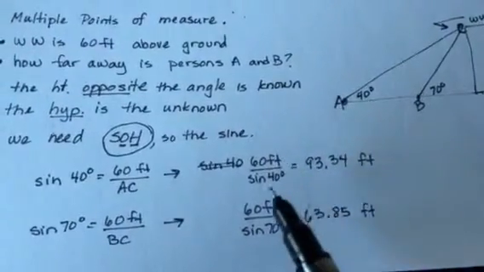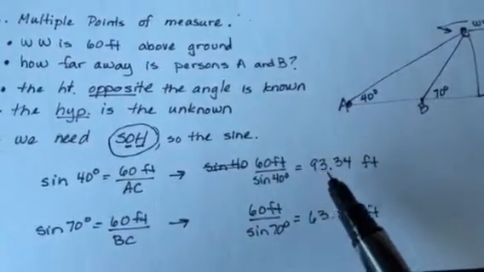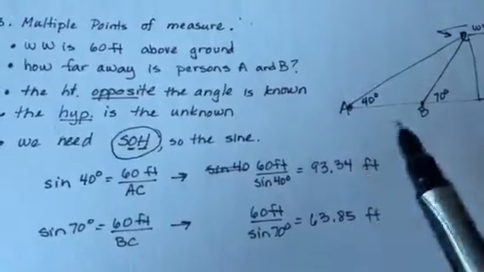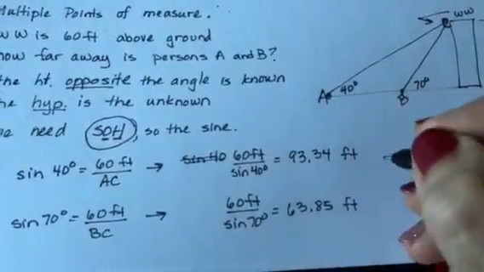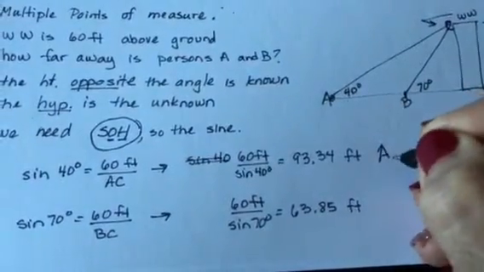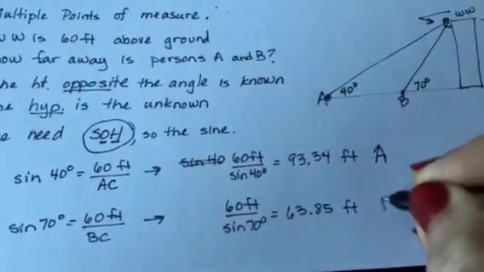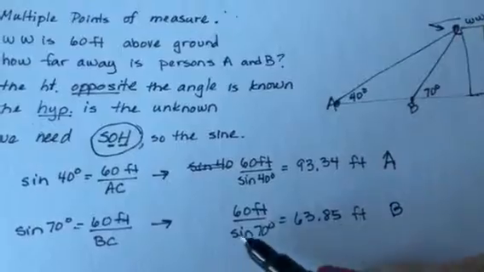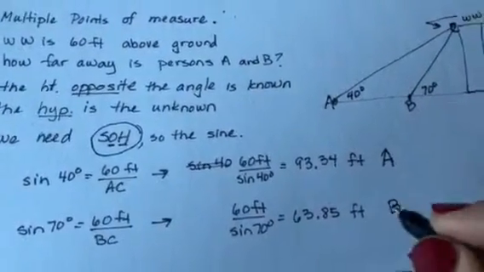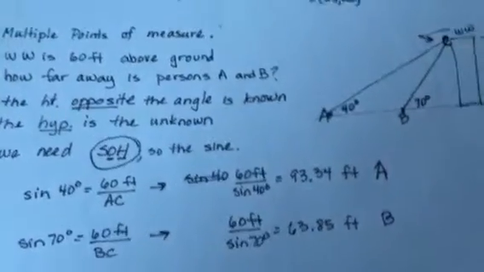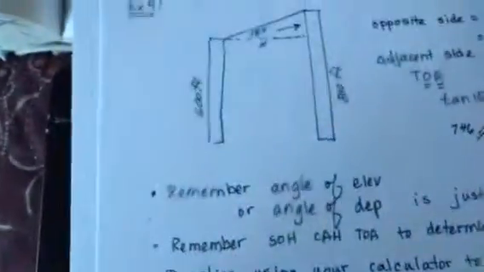So 60 feet divided by the sine of 40 is 93.34 feet for how far away person A is. And 60 feet divided by sine 70 equals 63.85 feet, which is for person B. Very nice. One more example.